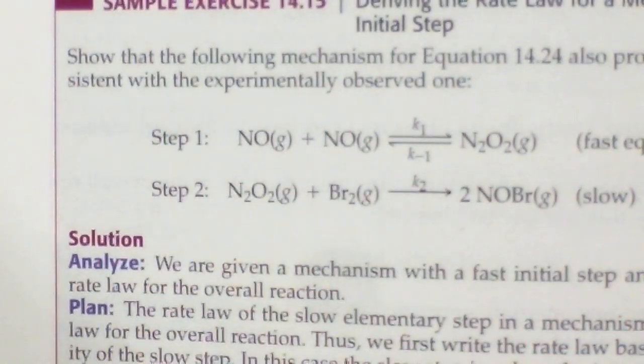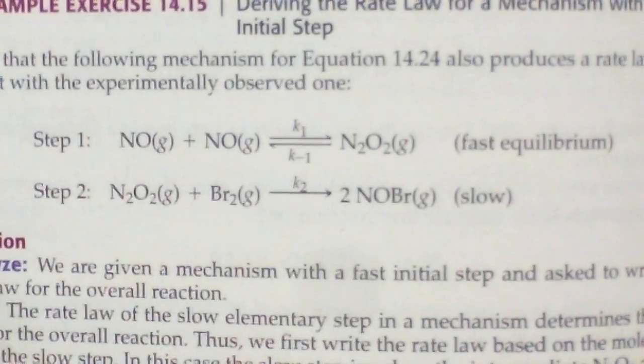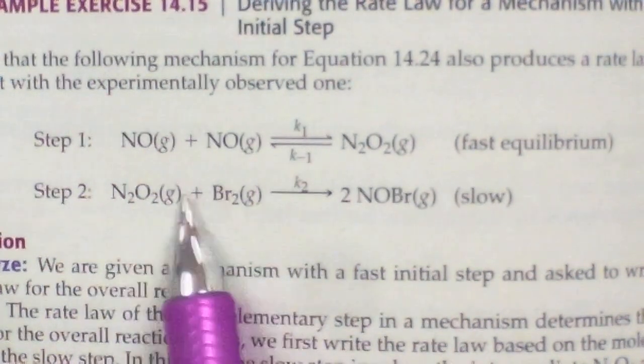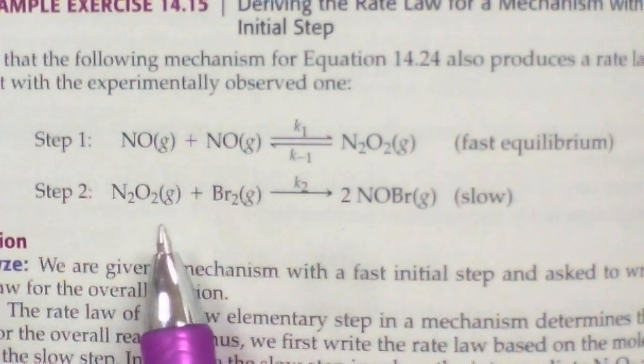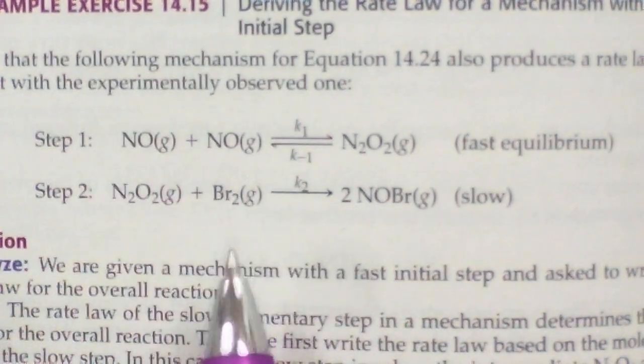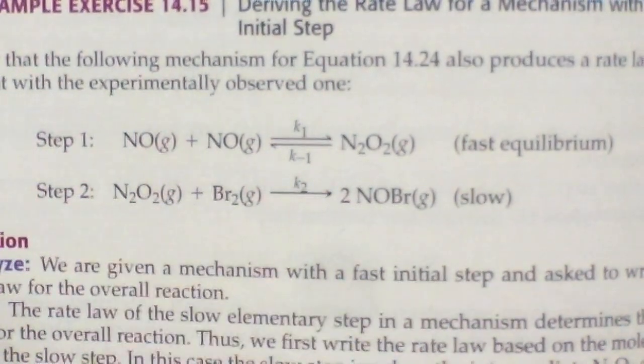So here's the mechanism, right? And we want to know that it's going to produce the rate law. So we look and we see here's your Br2 and your N2O2, right? And this is your slow step.